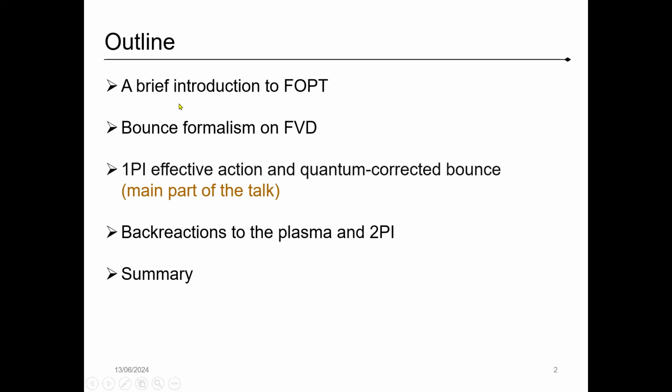I will first give a brief introduction to first order phase transitions. I know most of you are very familiar with this, but still just to be complete. And then I will move on to the standard bounce formalism on false vacuum decay, which is first order phase transitions at zero temperature. And then I will go to the main part of this talk, where I discuss how to calculate quantum corrections to the bounce, which is also the quantum corrections to the critical bubble, using the 1PI effective action.